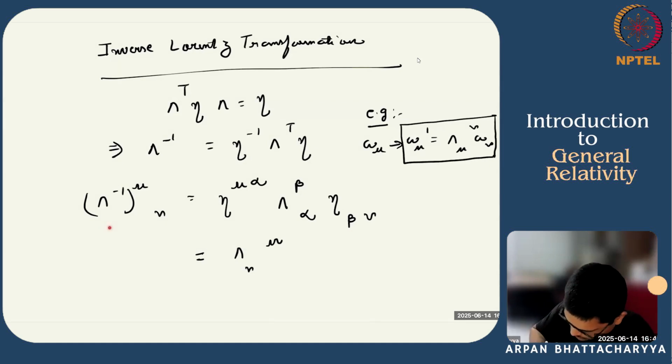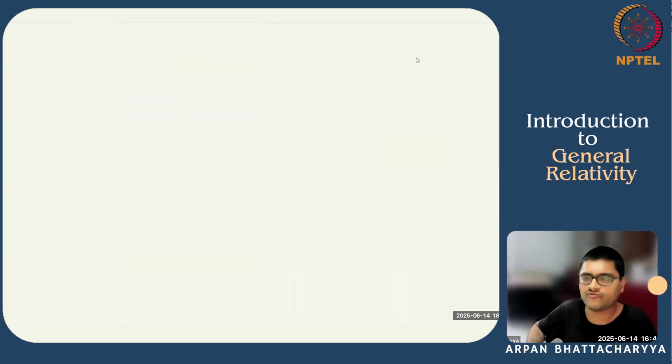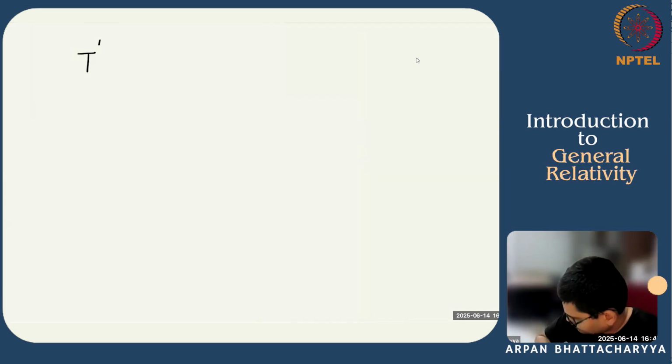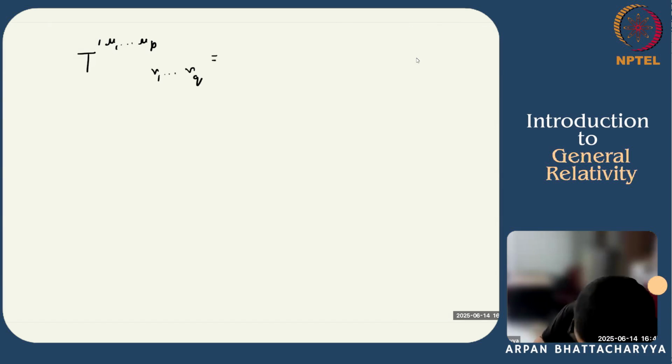So this simplifies the notation a bit because we don't have to use this inverse notation again and again. We can simply write using this notation, but be careful about the index position. So for a generic tensor, write the following: T prime, let's say mu1 up to mu p. So all the upper indices will transform under Lorentz transformation.